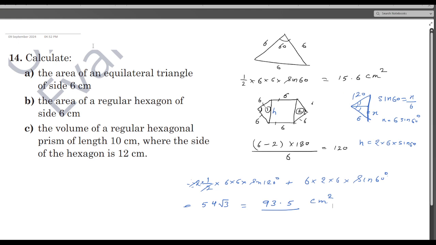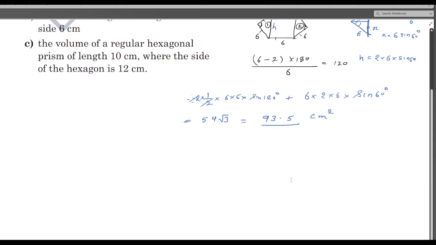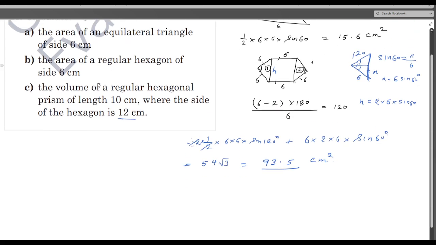So for A, the answer was 15.6, and for B, the answer is 93.5. Let us do question C. The volume of a regular hexagonal prism of length 10 centimeter, where the side of the hexagon is 12 centimeter. So in place of length 6, now I have length 12.